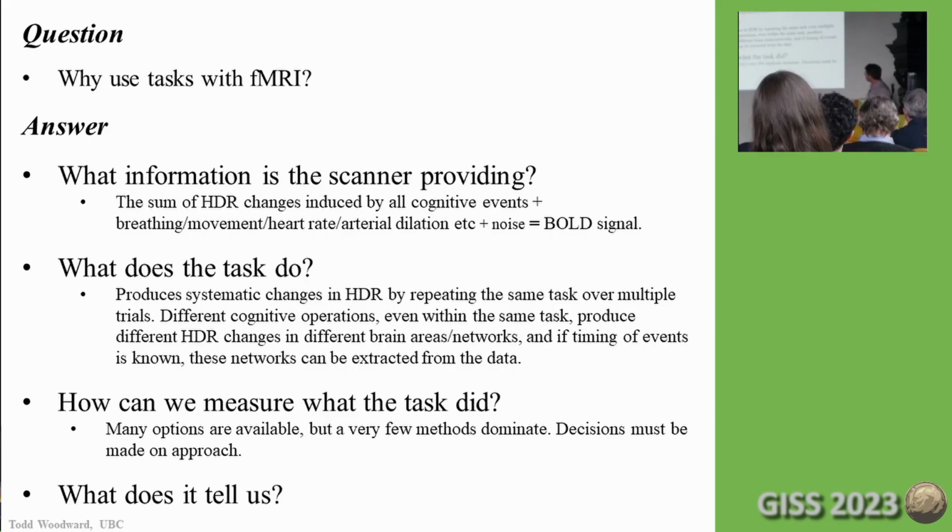So I've sort of repeated that here. I think I talked about this already. So what the tasks do, produce systematic changes in hemodynamic response by repeating the same task over multiple trials. Different cognitive operations, even within the same task, produce different hemodynamic response changes in different brain areas or networks. And if the timing of events is known, these networks can be extracted from the data. So this is about timing. I'll talk about that more in just a sec.